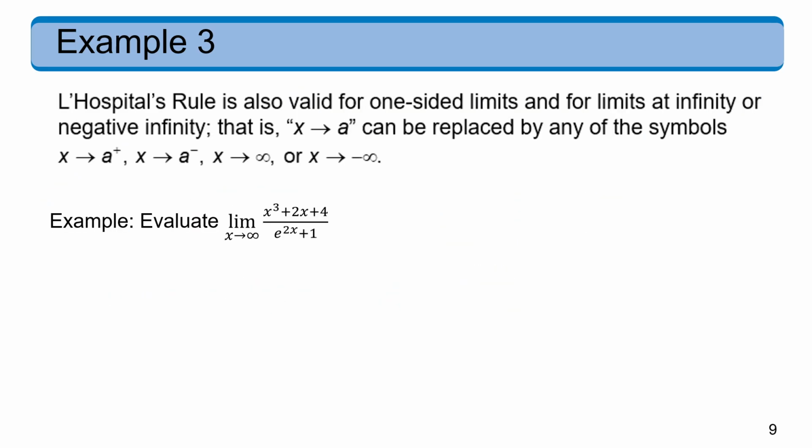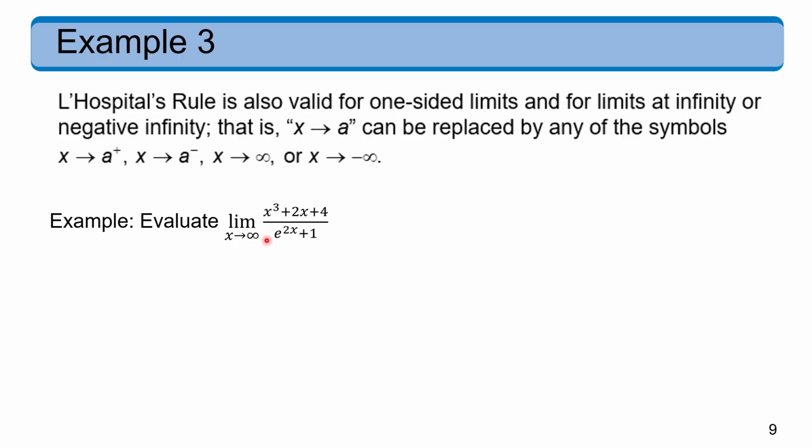When we first saw L'Hopital's rule, it was framed as a limit as x approached a finite number a. But the rule still works for other types of limits, including one-sided limits if x is approaching a finite number a either from the right or from the left. And it also works for limits at infinity, where x is approaching either plus or minus infinity. So having said that, let's look at this next example.